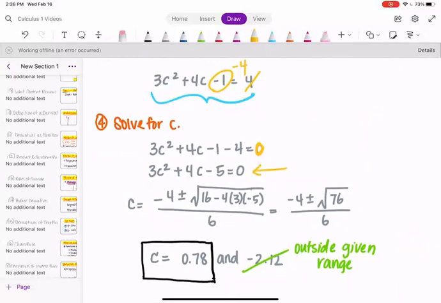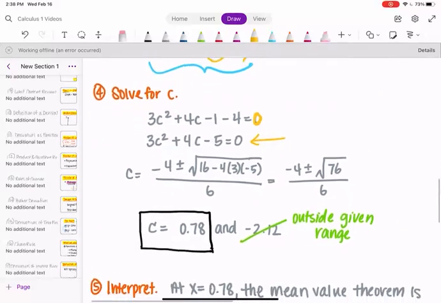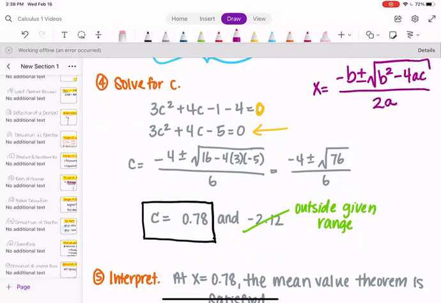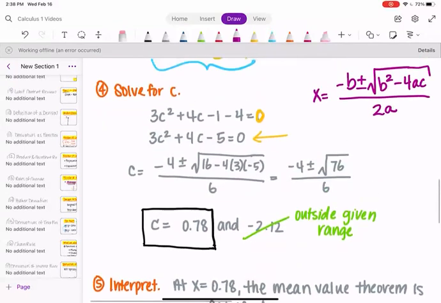Doesn't look like there's an easy way to factor it. So let's just run through the quadratic formula. So that's what this is right here. Remember, x equals opposite b plus minus radical b squared minus 4ac, and then all of that is divided by 2a. So there's that, and that should get you two values for c, right? Because we have that plus and minus here.